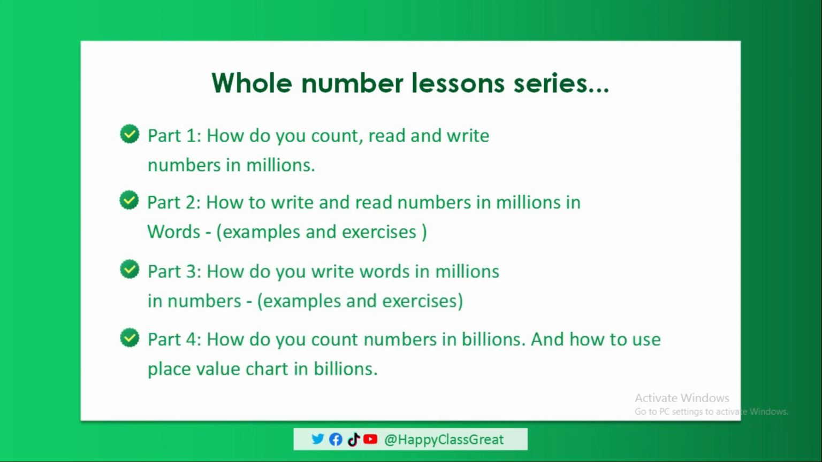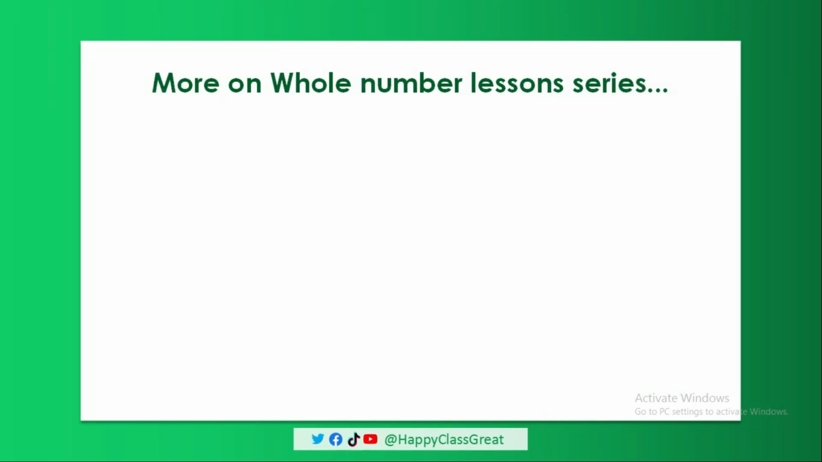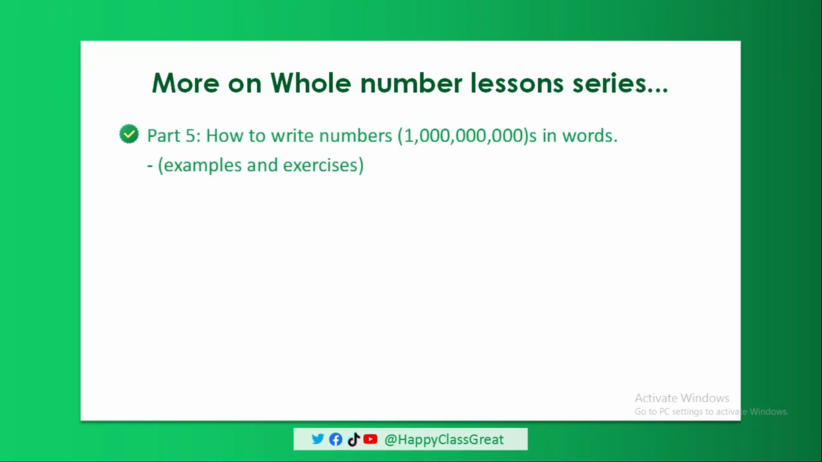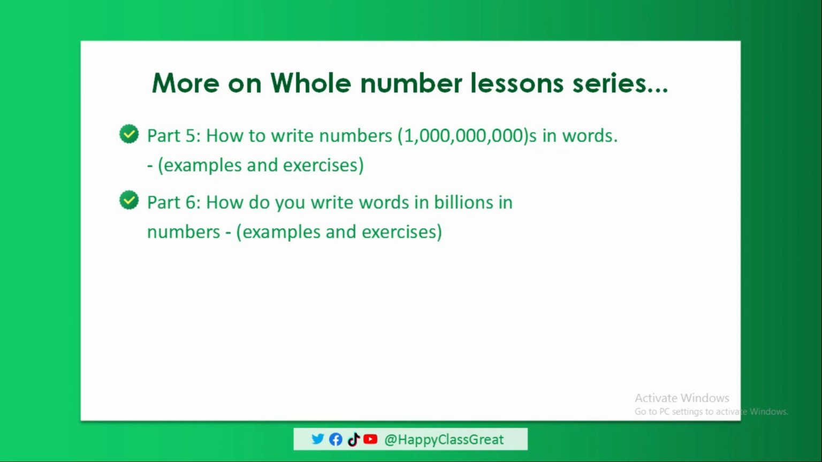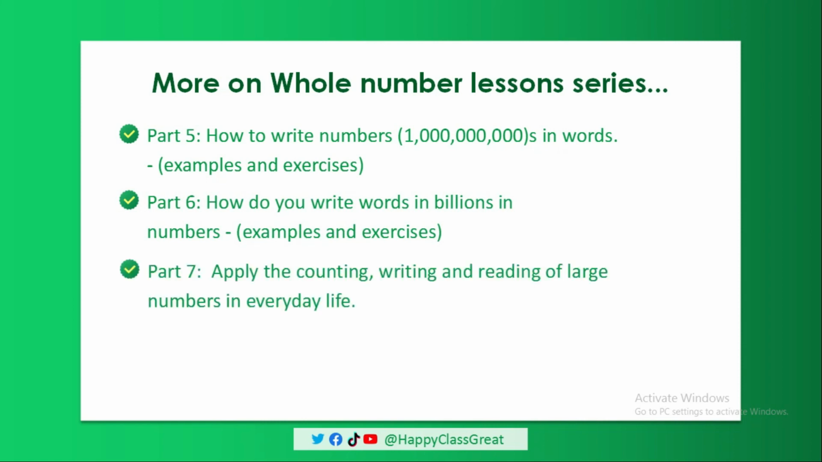In part 4 we talk about how you count numbers in billions and how to use the place value chart in billions. So in that section you will understand what a place value chart is, and how to use it for billions. And in part 5 we talk about how to write numbers like 100,000 zeros in words with examples and exercises. And in part 6 we talk about how you write words in billions in numbers with tons of examples and exercises. And in part 7 we talk about applying the counting, writing and reading of large numbers in everyday life.